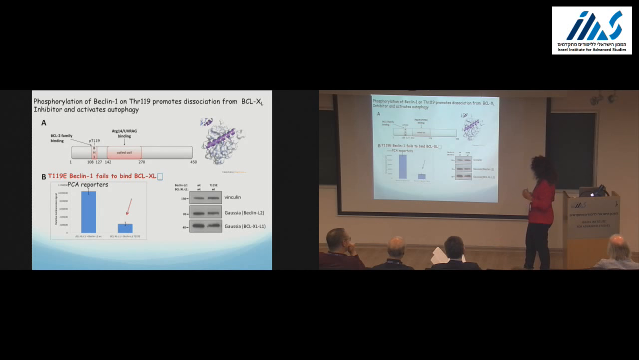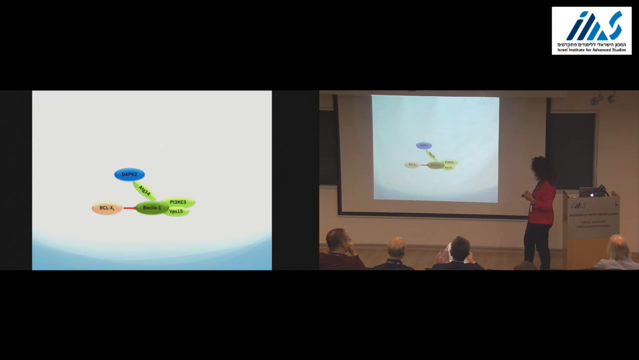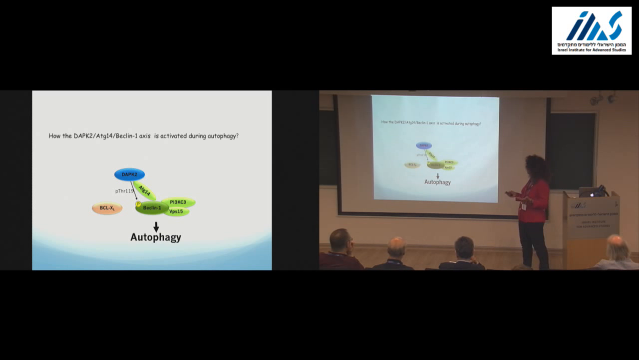Again, it's a long story. I'm shortening it here. So at that stage, we knew that DAP kinase indeed interacts with ATG14. It phosphorylates Beclin in this important position, and this phosphorylation relieves the BCL2 and activates the system, leading to autophagy. And the big question was, okay, so how is this axis activated during autophagy?